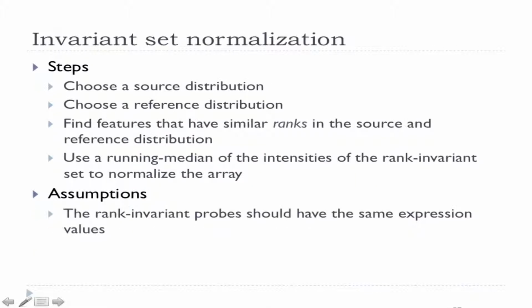So some people have tried different normalization strategies that might be a little less stringent. Invariant set normalization, though, is somewhat similar. You choose a source distribution, you choose a reference distribution, and you find features, probes, that have similar ranks in the source and reference distribution. So basically, you're choosing a subset of the probes that look like they are not changing expression from the source and the reference. And you use those, basically, to do your correction. The rank invariant probes started with the same expression values, and all we're doing is correcting the rest. Okay.